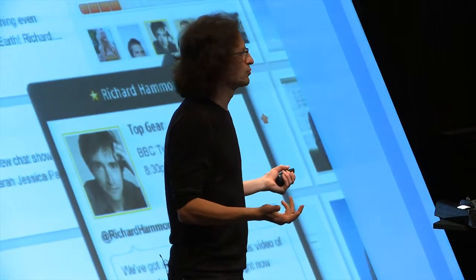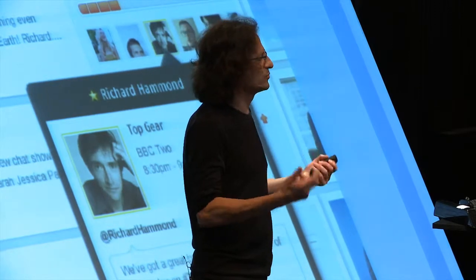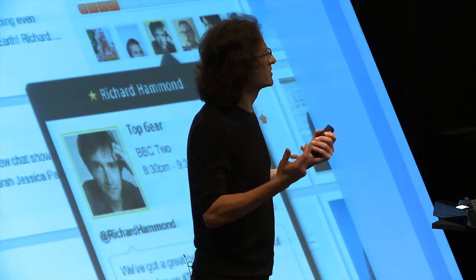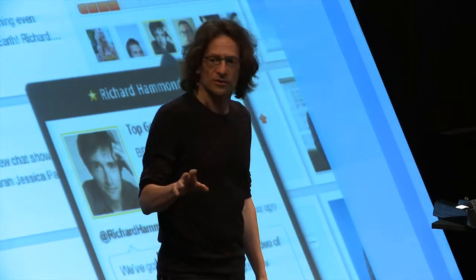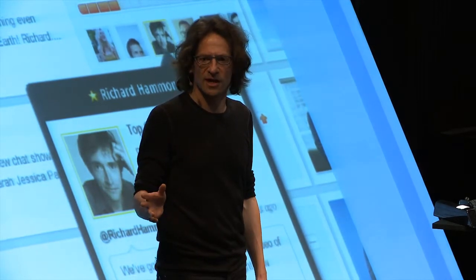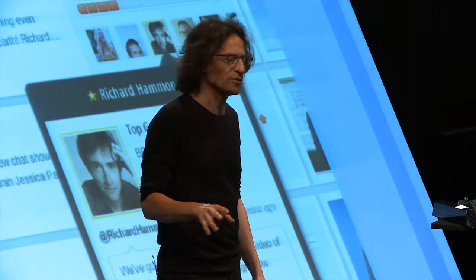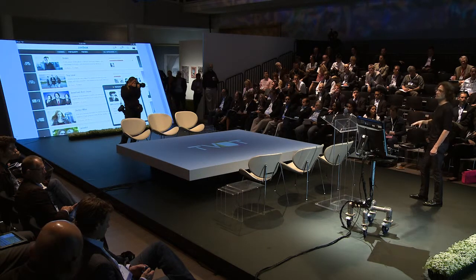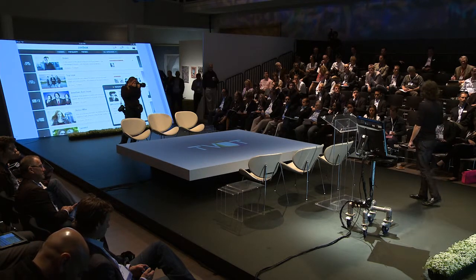Whenever you start a new social proposition, you need to bring it to life. And we do that by finding celebrities. So our servers have a list of about 1,000 media celebrities, and we track them on Twitter. And if they tweet about a program that's on TV right now, we bring them to your virtual couch.